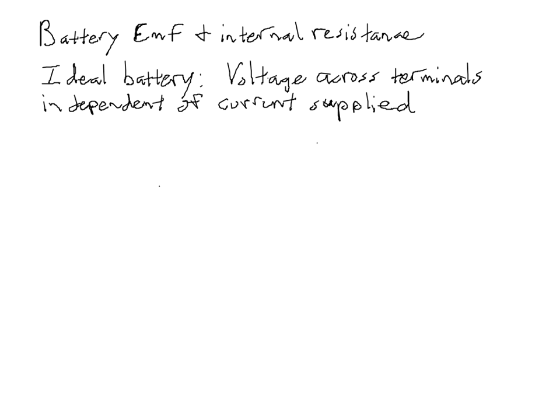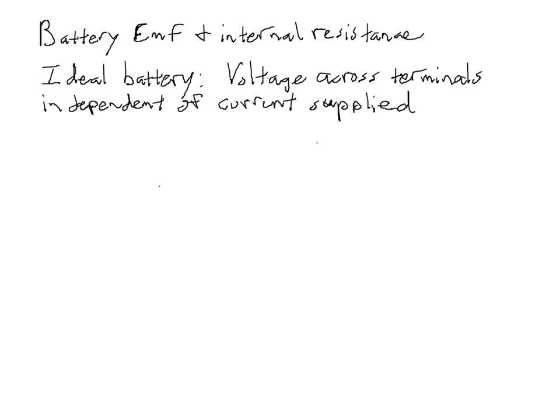This is a lesson about battery EMF and internal resistance. Well, most of the time in a circuit problem, you're dealing with what we call an ideal battery. An ideal battery is when the voltage across the terminals of the battery is independent of the current supplied.